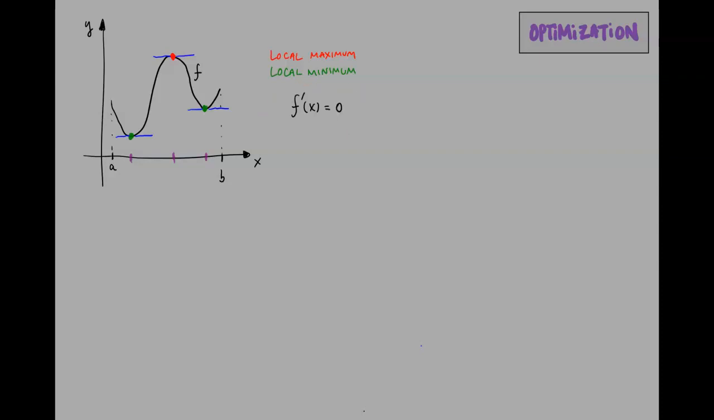To find the various local maxima or local minima, which collectively are often called the local extrema, we set the function's derivative equal to 0 and go from there. A couple little things I should point out at the outset. One is that this basic technique can miss some things.